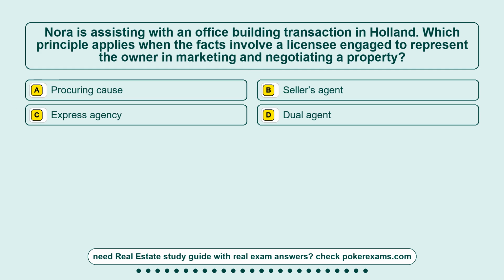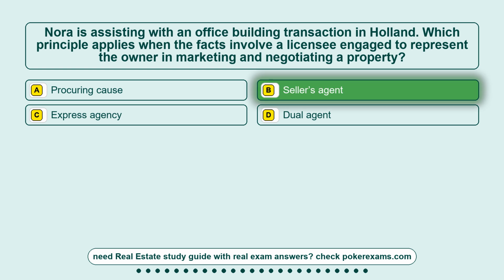Question 2. Nora is assisting with an office building transaction in Holland. Which principle applies when the facts involve a licensee engaged to represent the owner in marketing and negotiating a property? Option A, a procuring cause. Option B, a seller's agent. Option C, express agency. Option D, dual agent. The correct answer is option B, seller's agent.